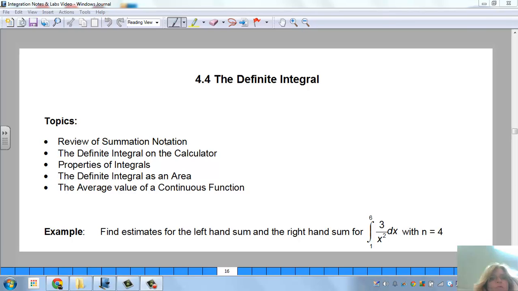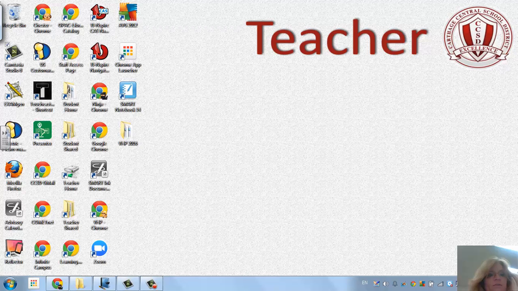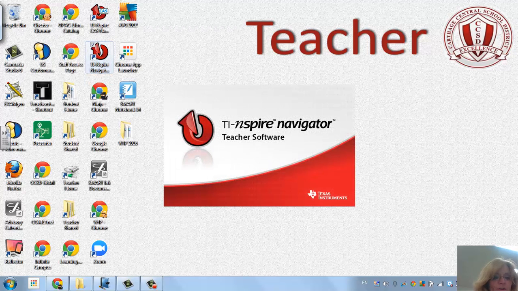Well, welcome to section 4.4, the definite integral. And this topic will have several videos with it. The topics we're going to cover are the review of summation notation, the definite integral on the calculator, which you're going to love, the properties of integrals, the definite integral as an area, and the average value of a continuous function. Okay? Before I get started here, I'm going to just open up my Inspire calculator while I'm doing this.